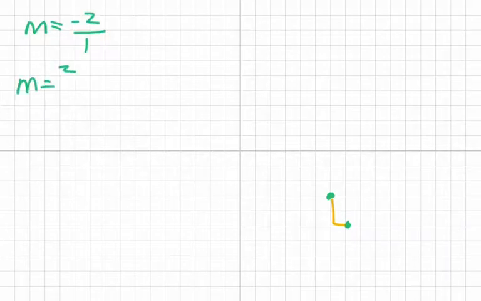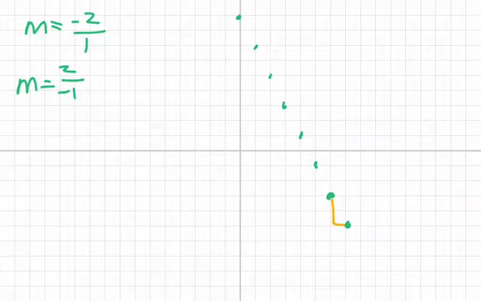So normally we would count down 2 and right 1, but that's going to take me in not the direction I wanted to go. So instead of doing -2 over 1, where we go down 2, I'm going to do 2 over -1. So I'm going to count up 2 and left 1. So up 2, left 1, up 2, left 1, up 2, left 1. All right.